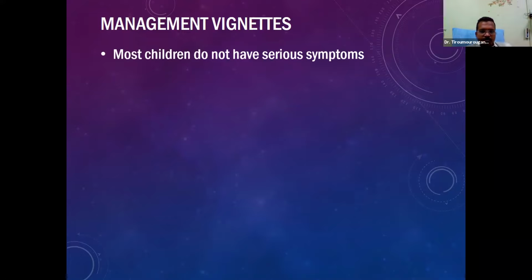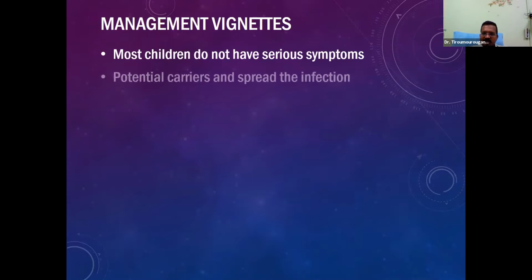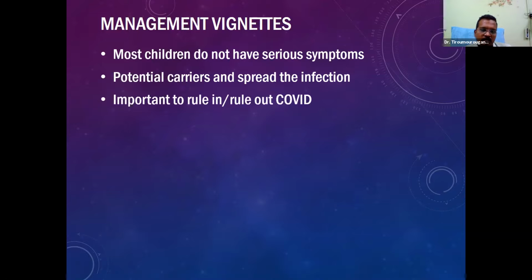So how shall we proceed? The simple thing is RAT positive, treat as positive; RAT negative, go for RT-PCR. But please remember, most children do not have serious symptoms. But what they do is act as potential carriers and spread the infection. And in most children, the biggest vulnerable population would be the grandparents, because when parents get ill, it's them who look after. So they actually pose a serious community issue.